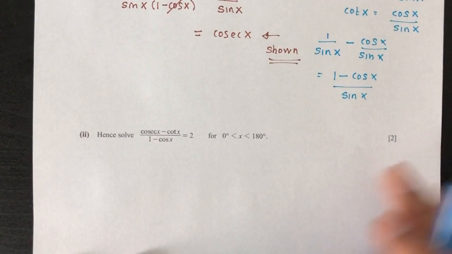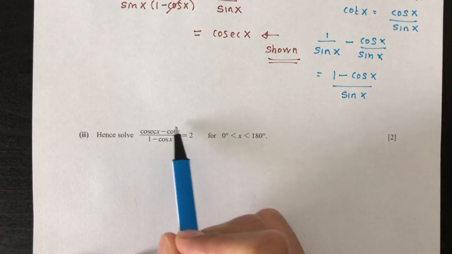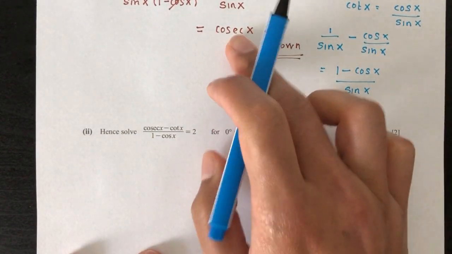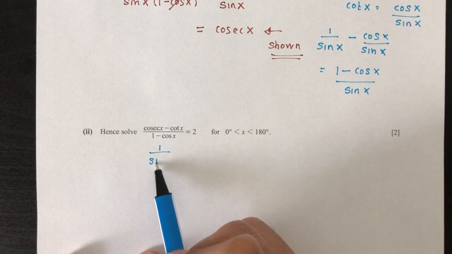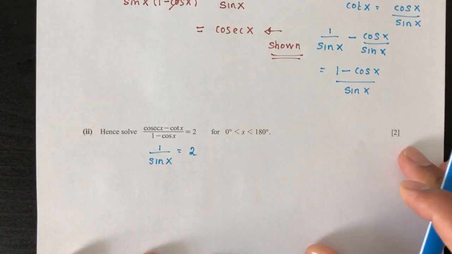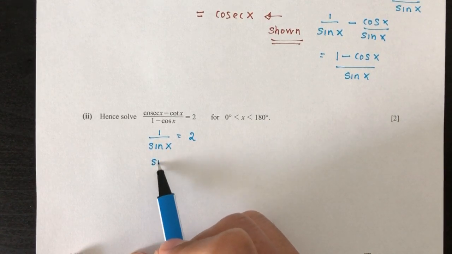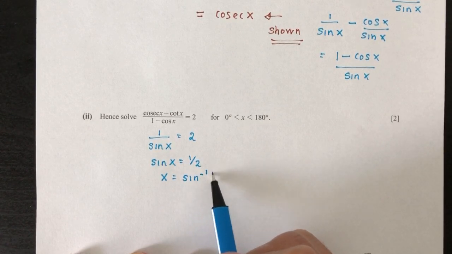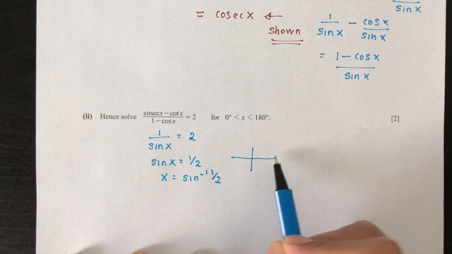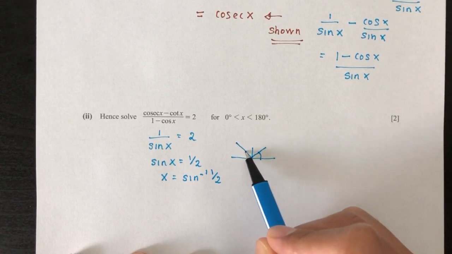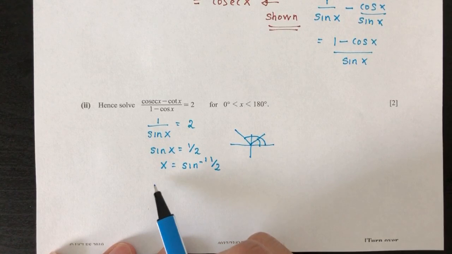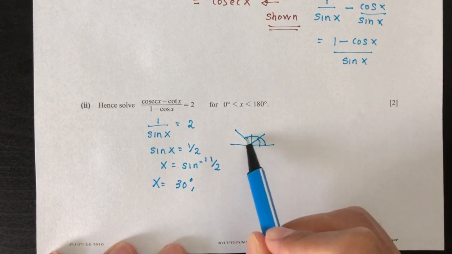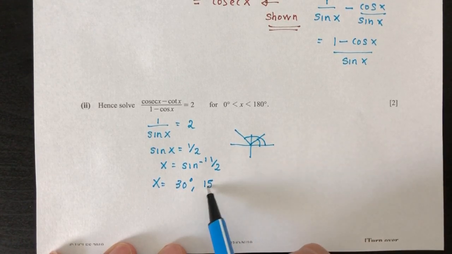Now for part 2, we have to hence solve this equation. As you have seen, this is the same as here, so this is cosec x. So what is cosec? Cosec is just 1 over sin x. So from here you will have sin x equal to half. So x will be sine inverse of half. Now since sine is positive, it will be in your first quadrant and in your second quadrant. So x will be sine inverse of half, which should give you 30 degrees, and this one will be 180 minus 30, that will be 150.